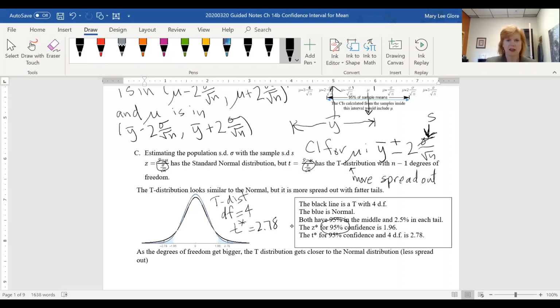And then basically, the bigger my sample size is, the closer... so with a large sample, this S, the standard deviation of my sample, is going to be a lot closer to sigma. So what's going to happen is, as my degrees of freedom get bigger, the T gets closer and closer to the normal distribution.